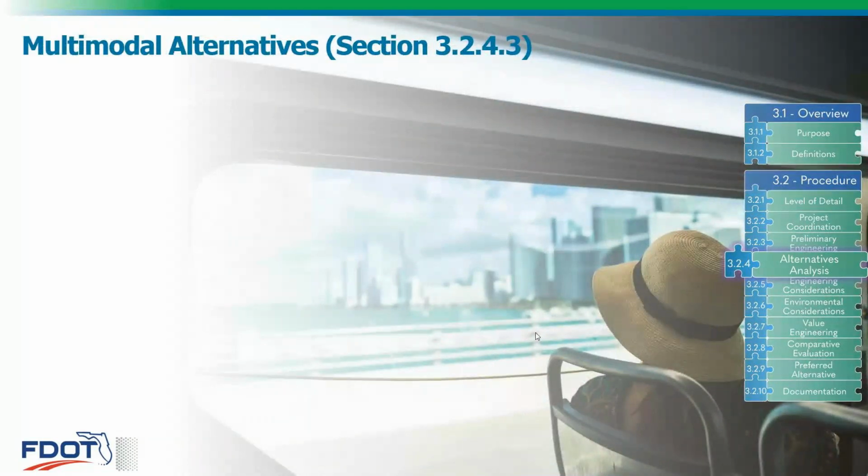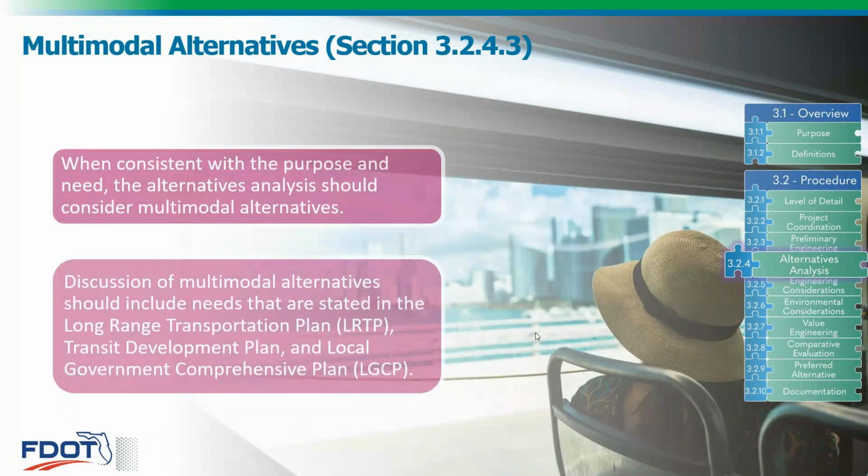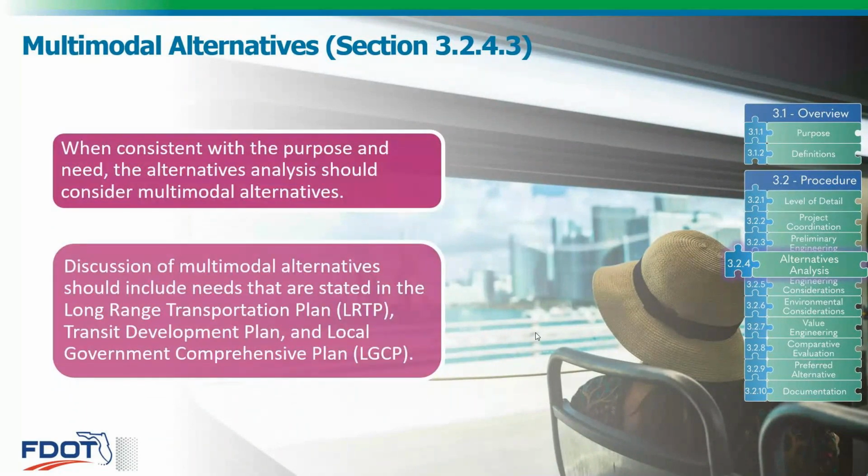Next up is multimodal alternatives. When consistent with the purpose and need, the alternatives analysis should consider multimodal alternatives. Multimodal alternatives can include non-motorized facilities for pedestrians and bicyclists to meet the purpose and need for the project. The discussion of multimodal alternatives should include needs that are stated in the long-range transportation plan, the transit development plan, and the local government comprehensive plan.